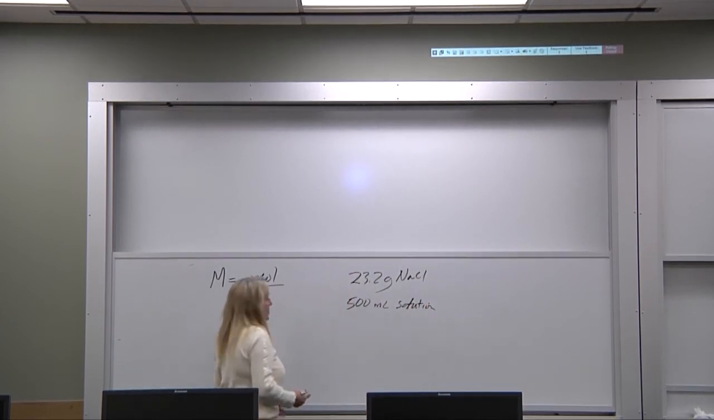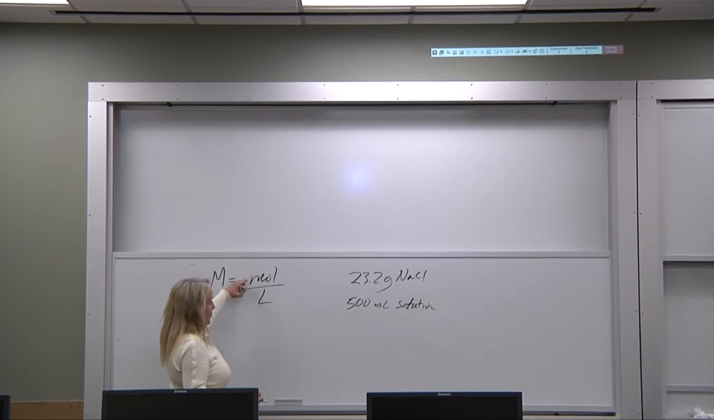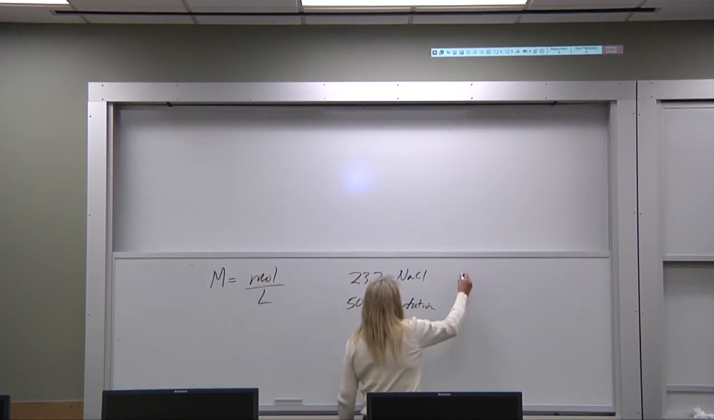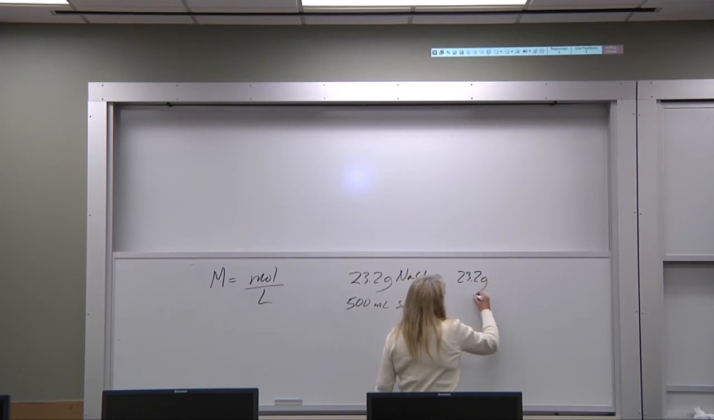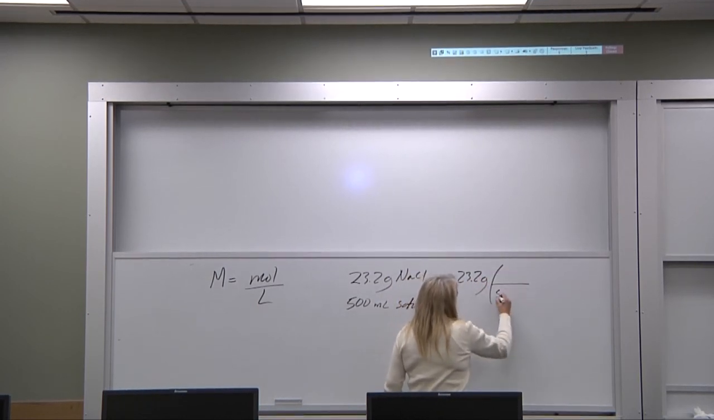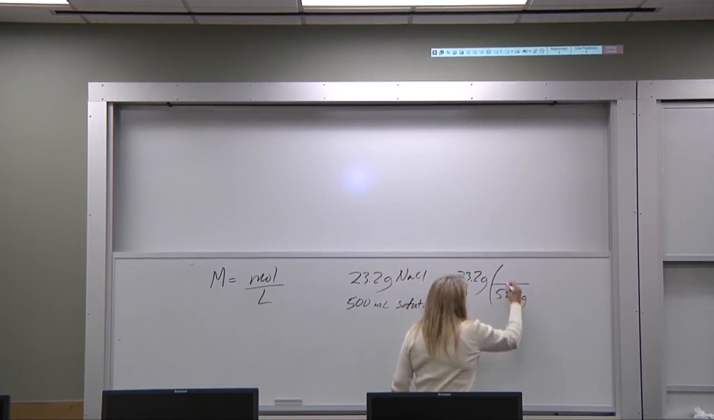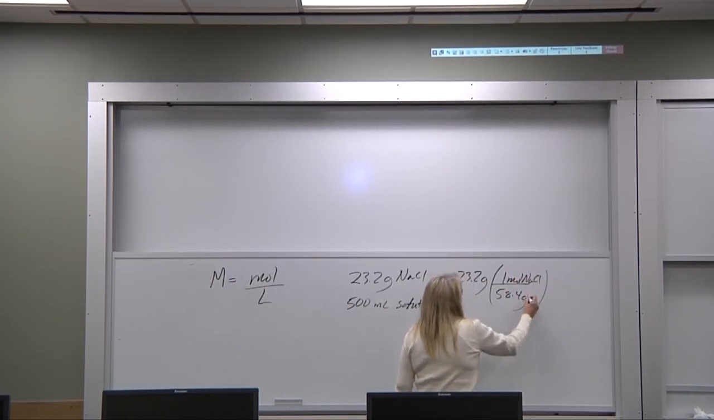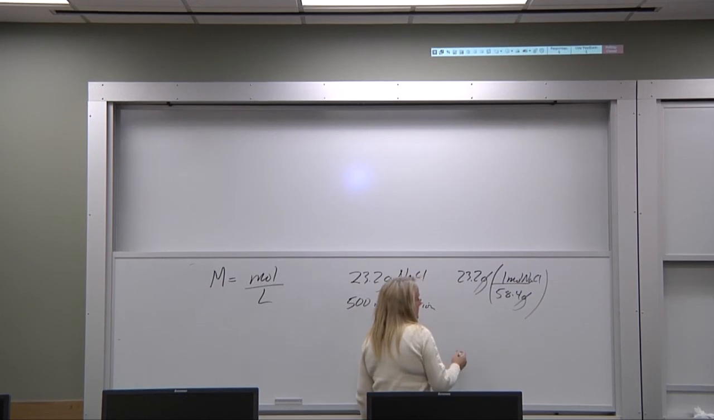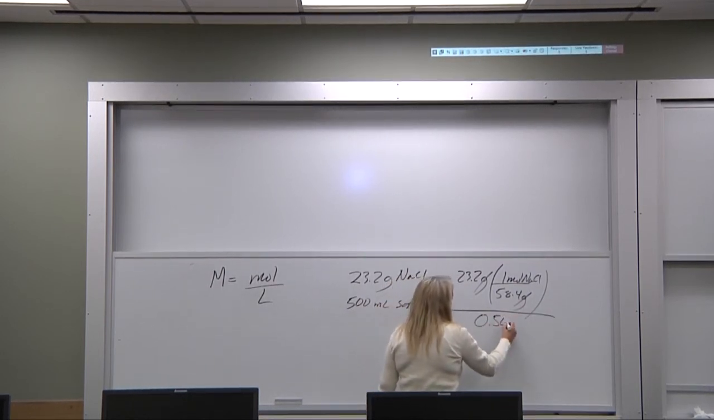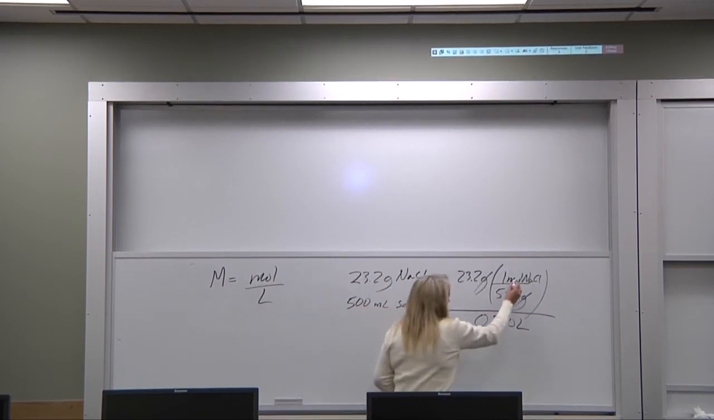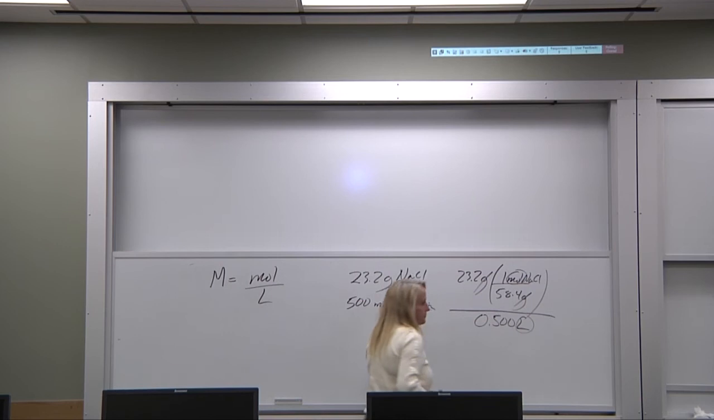Okay, so to do this, I need to just follow what molarity means. I have 23.2 grams. I divide by the molar mass. So grams cancels out. Then I'm just going to divide by the solution volume in units of liter. And there you go. The units are mole per liter.